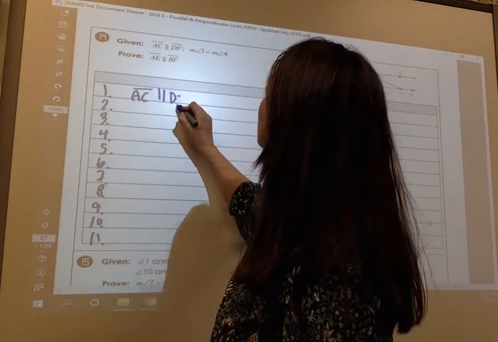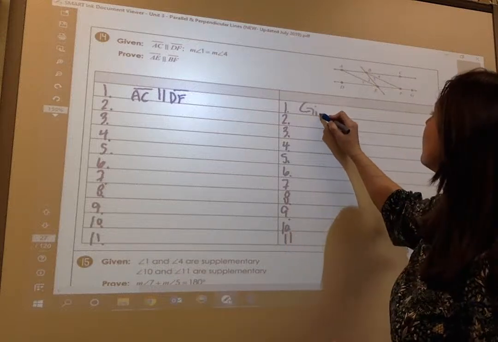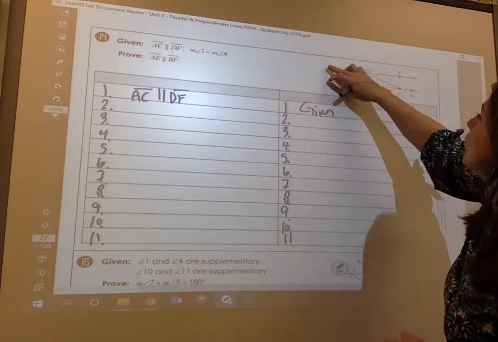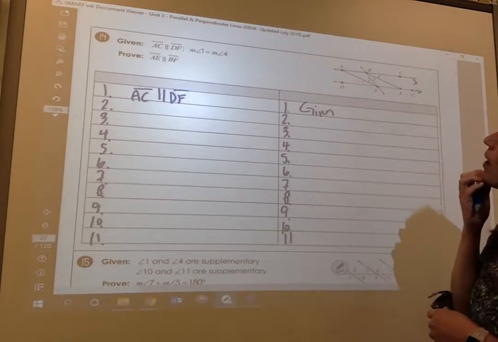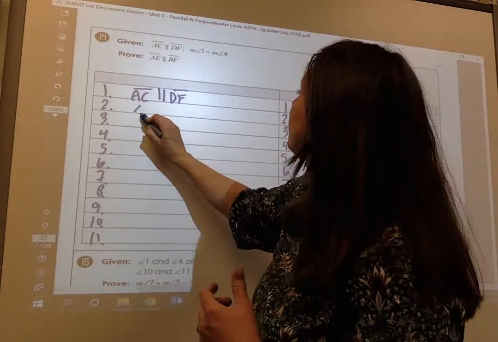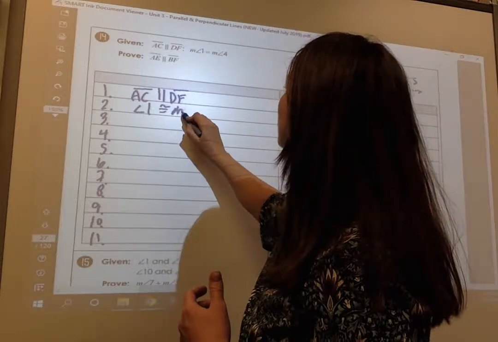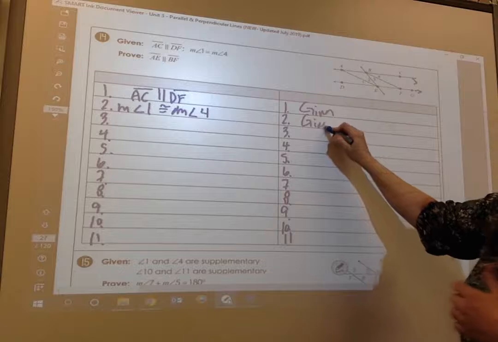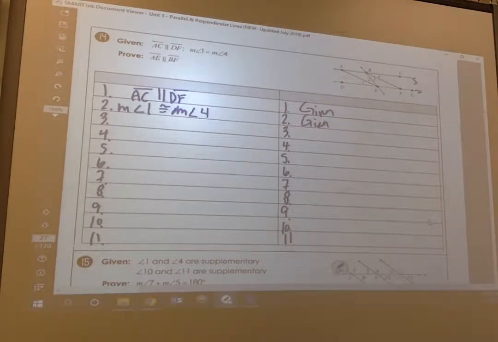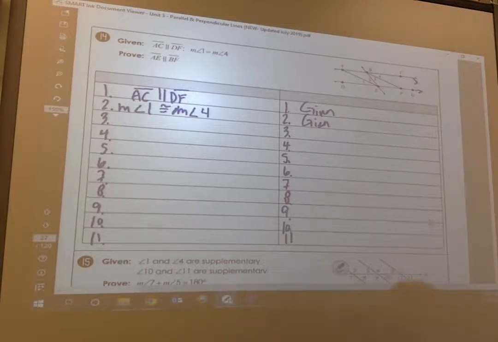AC is parallel to DF. Why? It's given. So I'm going to look at my picture. I know that these two guys are congruent to each other, so I may just want to see that. And I know that the measurement of angle 1 is congruent to the measurement of angle 4, and that is a given statement. All right, so if I know that angle 1 is congruent to angle 4, and I know those guys are equal. Okay, so here's what I see.